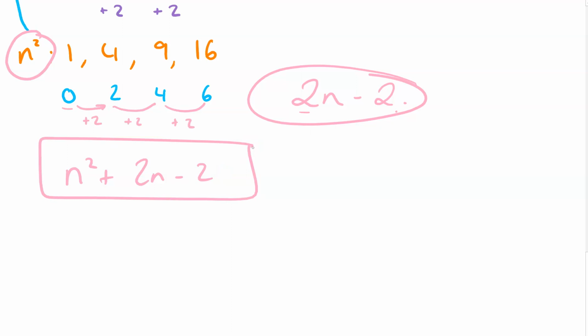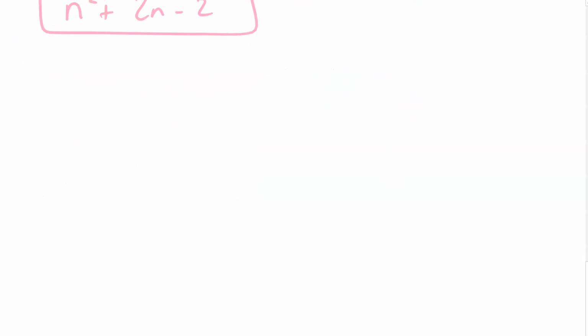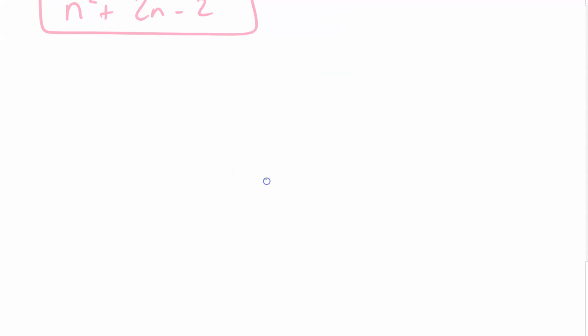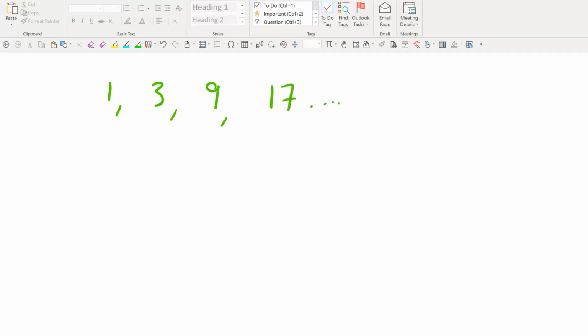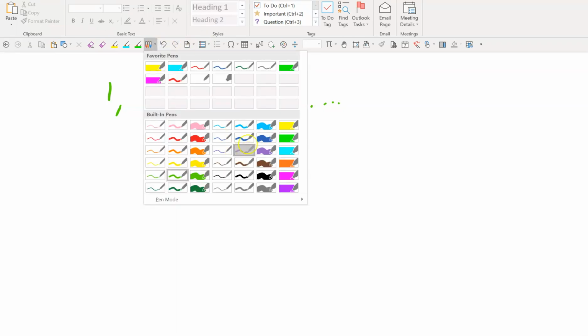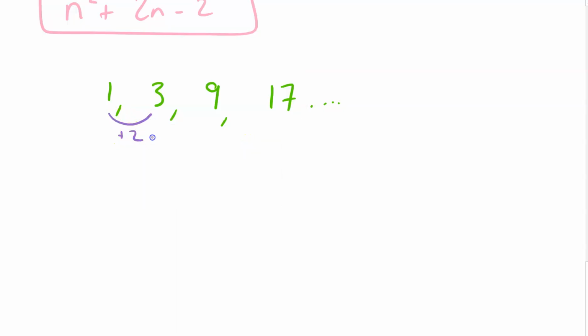Okay, last example, it's going to be another one similar to that. So we're going to go green again. We are going 1, 3, 9, 17. First differences is 2, 6, 8. Not the same. Second differences 4, 4 are the same.